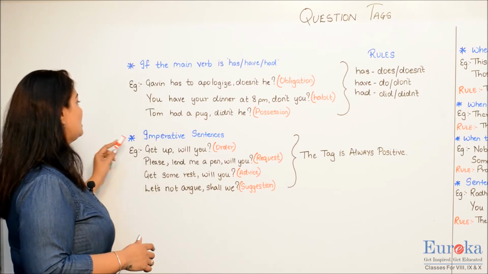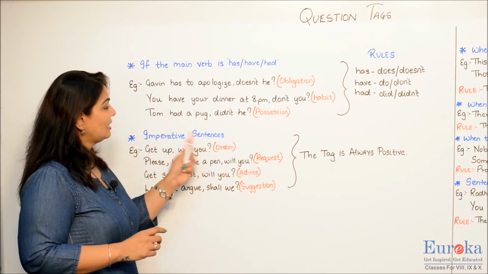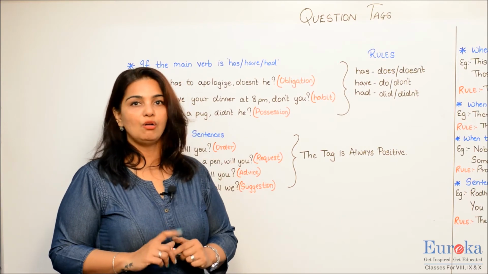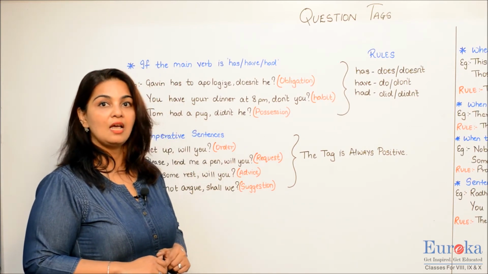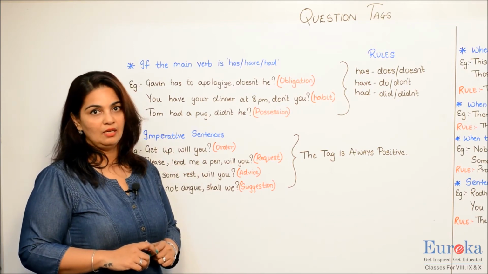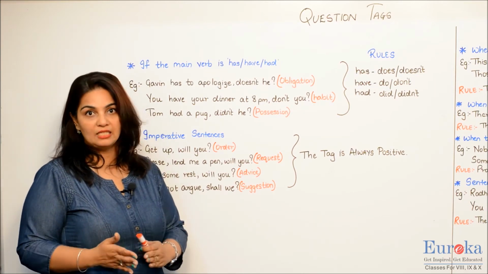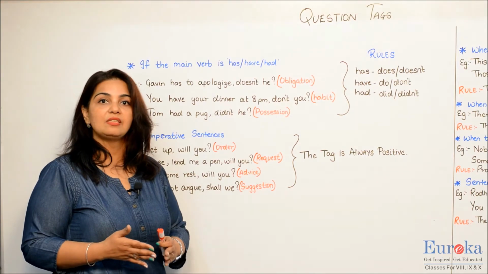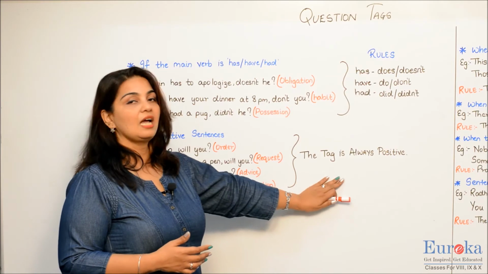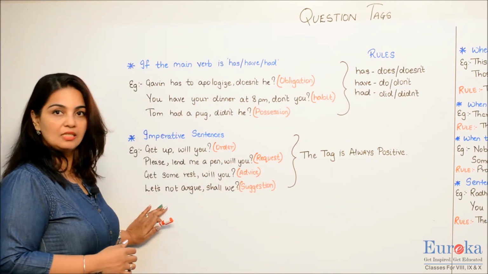The same way, let's look at something new and different that is known as the imperative sentences. Like in every subject you have rules, also in every subject you have certain things that break the rules, and imperative sentences break the rule here. They do not follow the rule of an affirmative sentence having a negative question tag or a negative sentence having an affirmative question tag. In imperative sentences, the tag is always a positive tag. So let's look at the few examples that are given here.